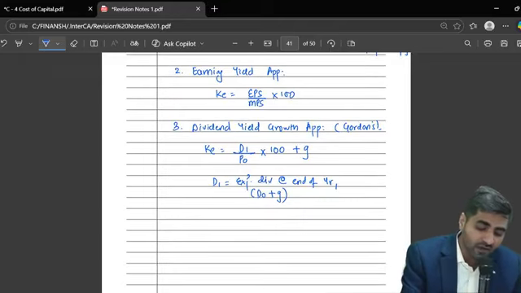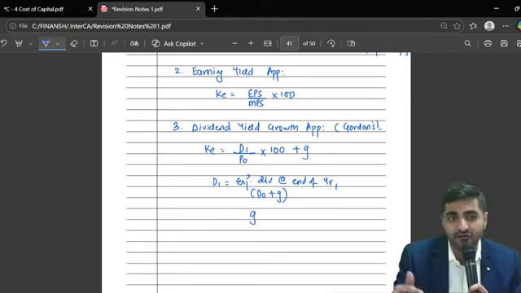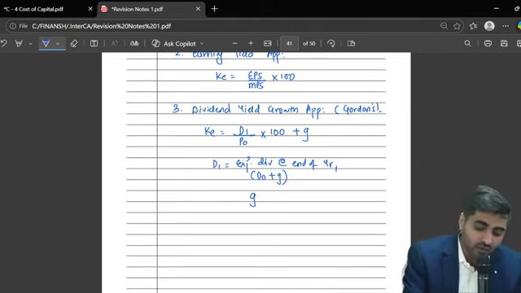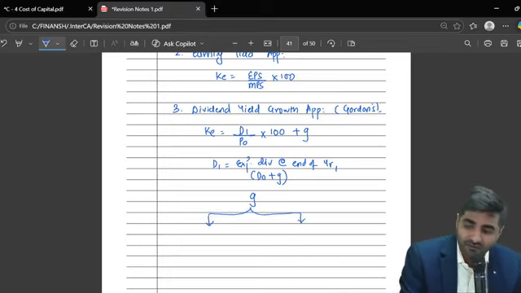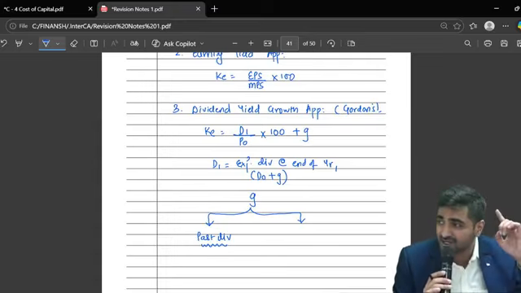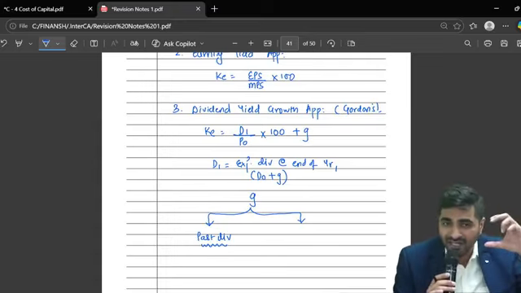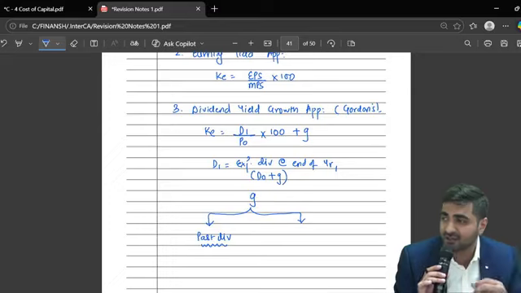Okay. Now, also at the same time, if the growth rate is not given to you in the question, then there are different ways to calculate the growth rate. So there are two important ways to calculate the growth rate. Now, one of the ways to calculate the growth rate is that whenever the past dividends are given to you, what did I just say? Whenever the past dividends are given to you, then we have to take the average of the past dividends and that will give you your growth rate.